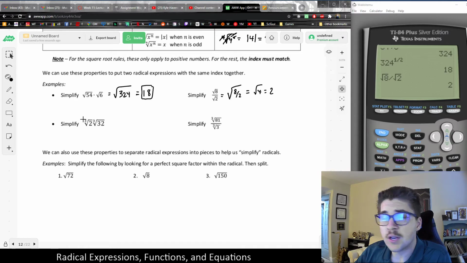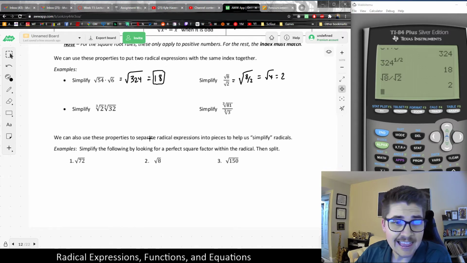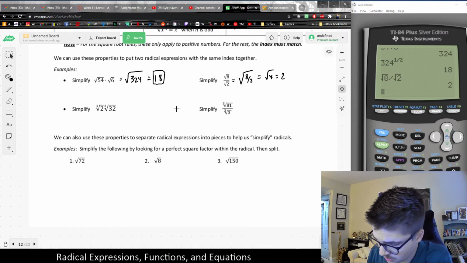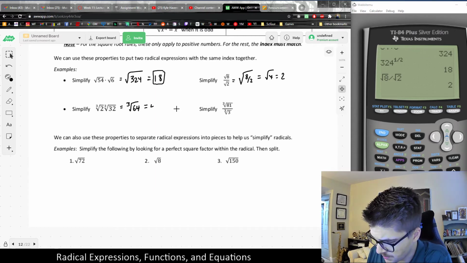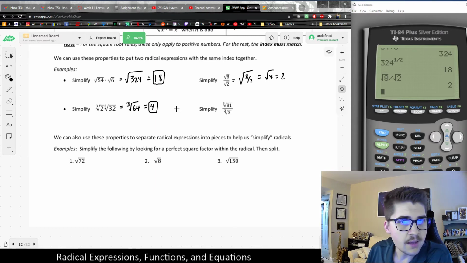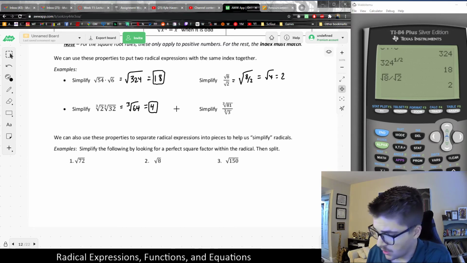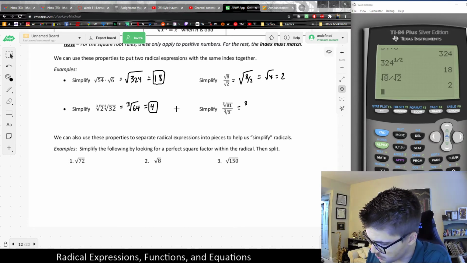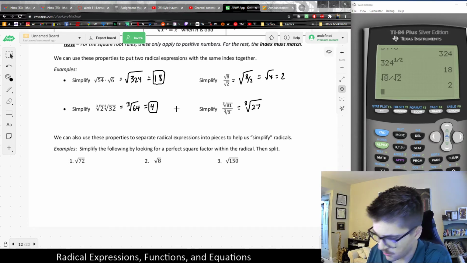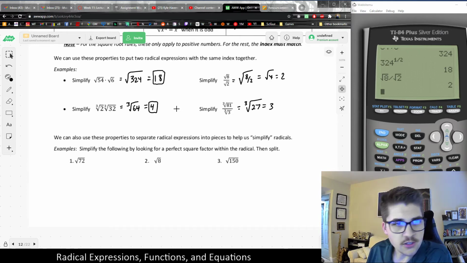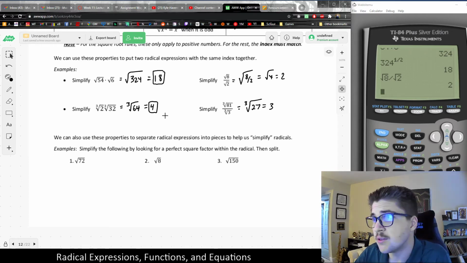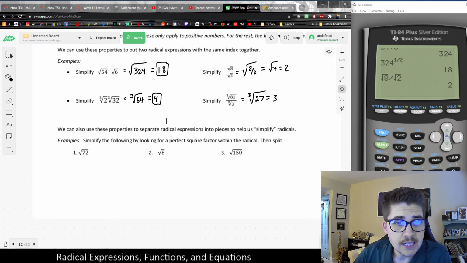And similarly for cube roots or fourth roots or any nth root, same thing holds. So say I want to do the cube root of 2 times the cube root of 32, that would be equal to the cube root of 64. And that's just going to be 4 because 4 to the third power makes 64. Or if I had the cube root of 81 over 3, that would just be equal to the cube root of 81 divided by 3, which is 27. And then the cube root of 27 is just 3. So many times, depending on the numbers, it may simplify or it may not, but those properties are quite important.